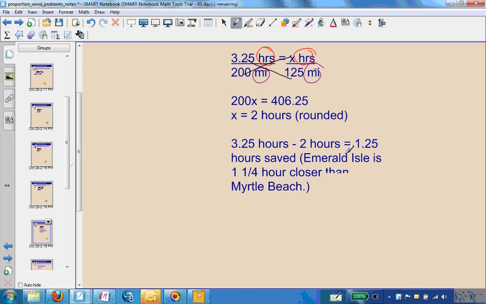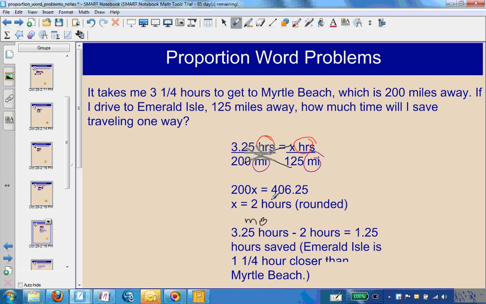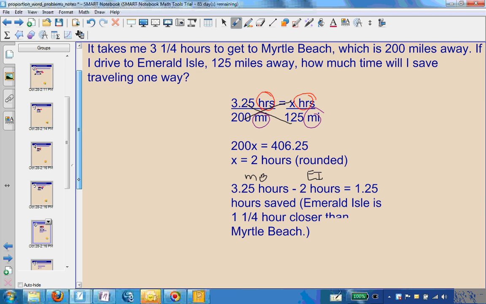So if it takes 3.25 hours to go to Myrtle Beach, and it takes 2 hours to get to Emerald Isle, we can subtract, and the difference is 1.25 hours saved. So Emerald Isle is 1 1/4 hours closer than Myrtle Beach.